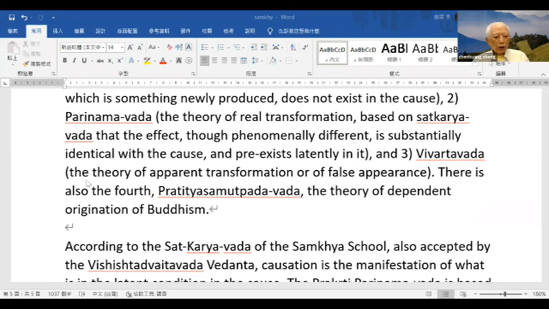Vivartavada means the theory of apparent transformation or of false appearance. False appearance is different from Parinama. Parinama is transformation into some entity, whether the mental aspect or the physical aspect. But Vivarta means false appearance, apparent transformation. It is transformation, but it is a kind of illusion.